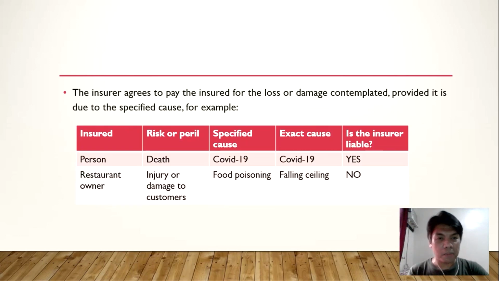So, for the insurer to be liable, he must agree to pay the insured for the loss or damage contemplated, provided it is due to the specified cause in the policy. So, let's take the example of the person and the restaurant owner. The person who is exposed to the risk or peril of death, and the specific cause in the policy is COVID-19, dies of COVID-19. So, the insurer is liable. Now, the restaurant owner who is exposed to the risk or peril of injury or damage to customers, and the policy specified a cause, and that was food poisoning. However, the cause of the injury or damage to his customers was a falling ceiling. In this case, the insurer is not liable. Why? Because the cause of the injury or damage is not that which was specified in the policy.